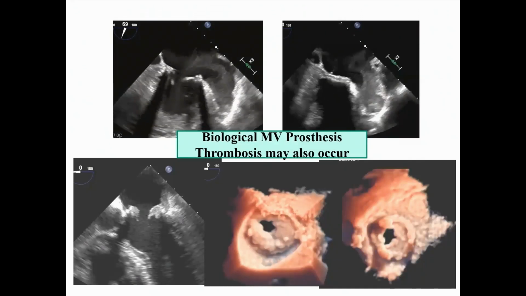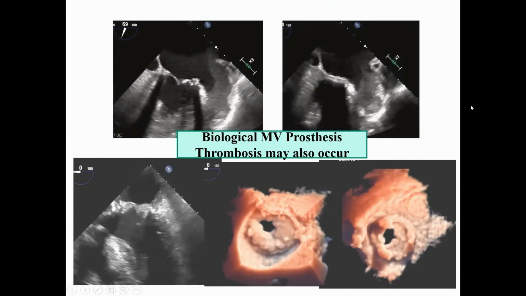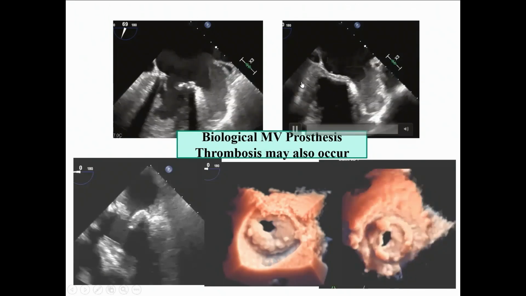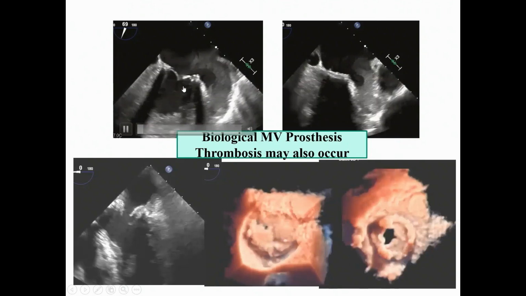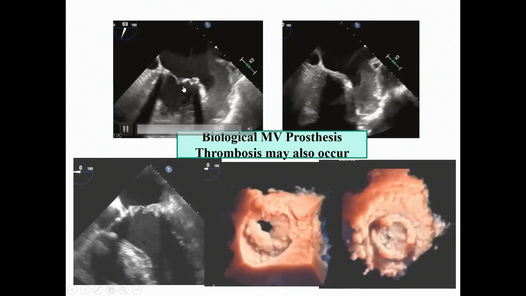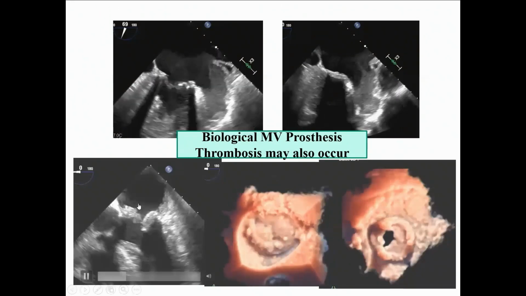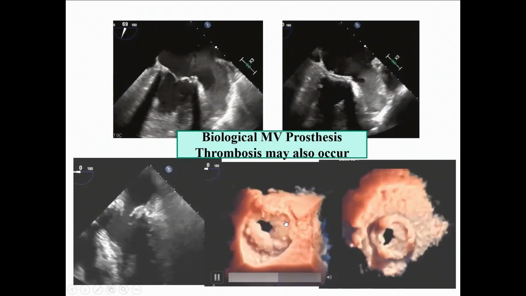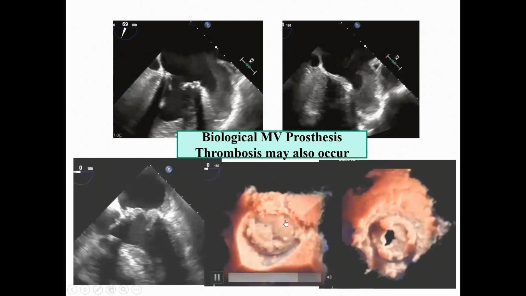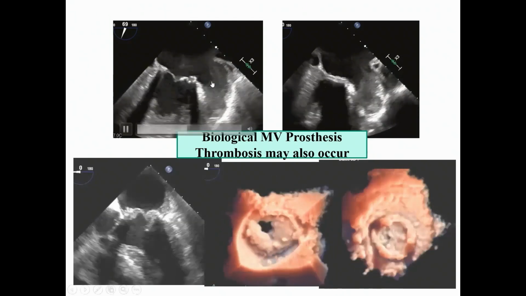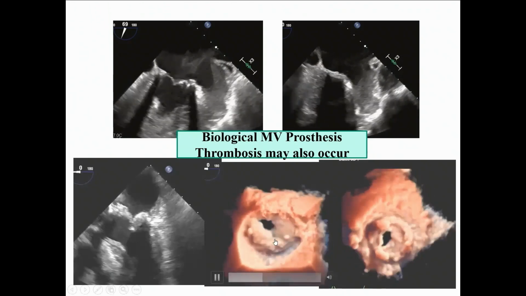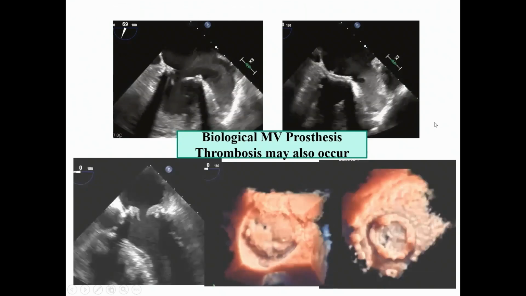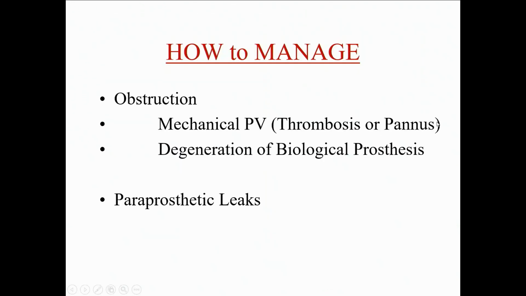We observe in biological prosthesis, as in this case, a very marked stenosis after several years of implantation, due to thrombosis. And you may observe how useful the TOE may be, both in 2D or in 3D, from both the LV or the surgical view.